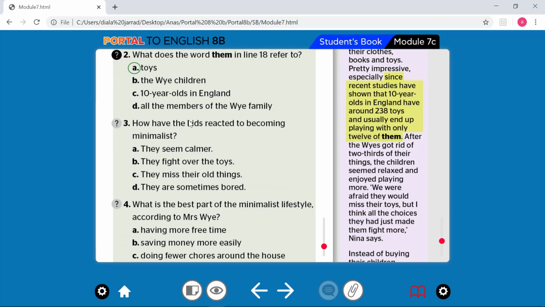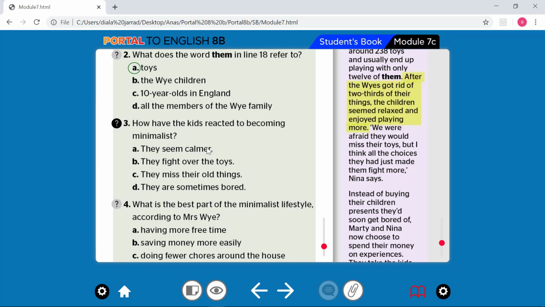The third question: How have the kids reacted to becoming minimalist? They seem calmer, they fight over the toys, they miss their old things, they are sometimes bored. Let's see. After the family got rid of 2/3 of their things, the children seemed relaxed and enjoyed playing more. So they seem relaxed.